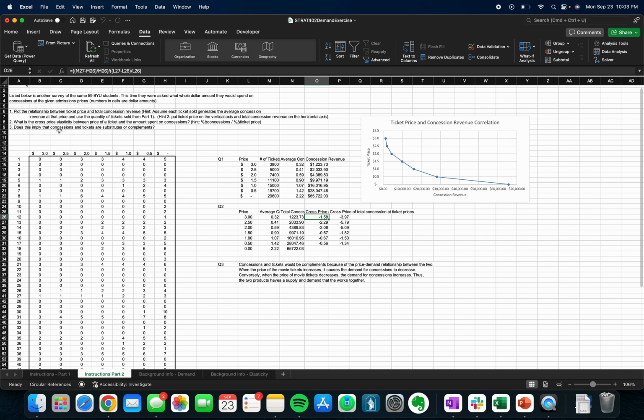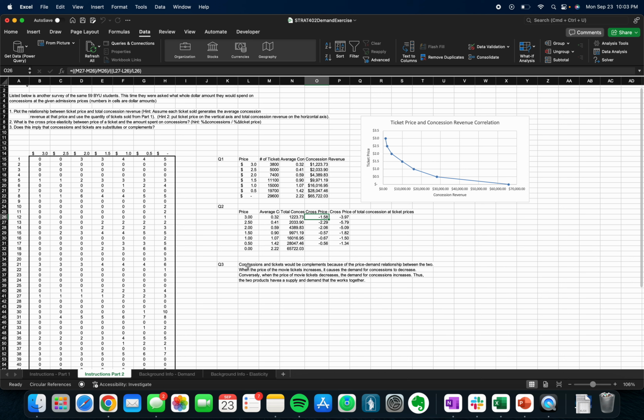Question 3 says, does this imply that concessions and tickets are substitutes or complements? I'll read my answer. It says concessions and tickets would be complements because of the price-demand relationship between the two. When the price of the movie ticket increases, it causes the demand for the concessions to decrease. Conversely, when the price of movie tickets decreases, the demand for concessions increases. Thus, the two products have a supply and demand that works together.